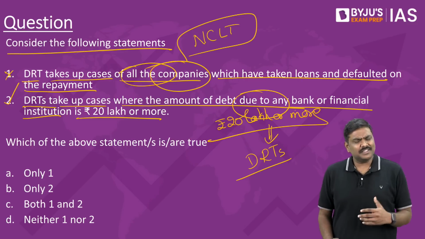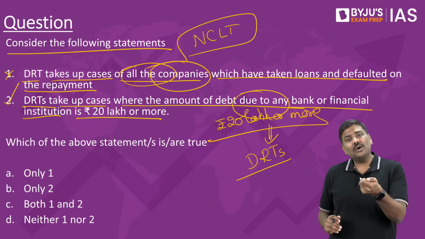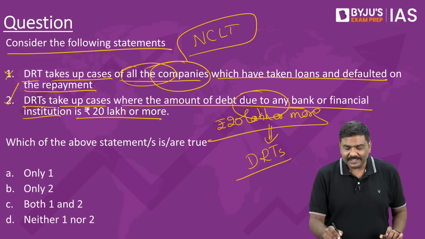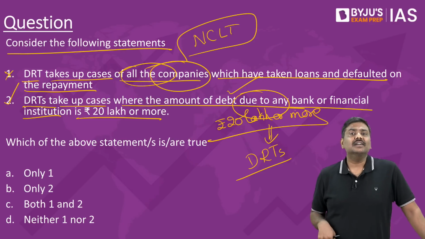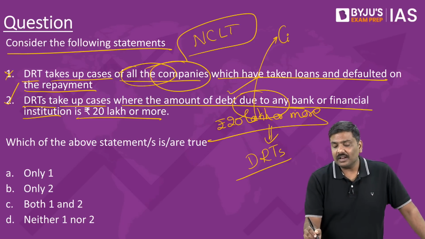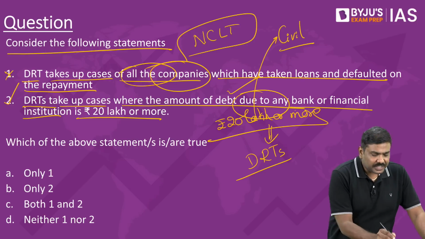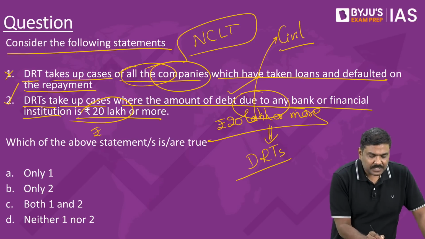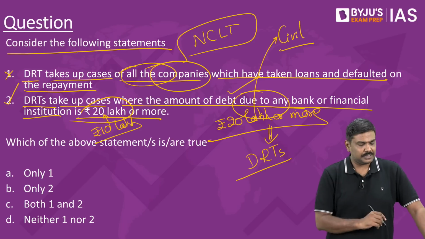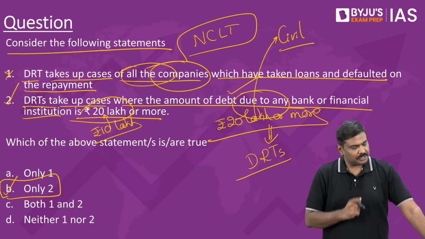Some of you might be thinking, sir, if it is 20 lakh or more, agreed. What if the loan value is less than that? What if the debt that is owed is less than that? In such cases, these are taken up by civil courts. So this earlier was 10 lakh rupees. Now has been increased by the government to 20 lakh rupees. Second statement is correct. Right option for this question is option B.